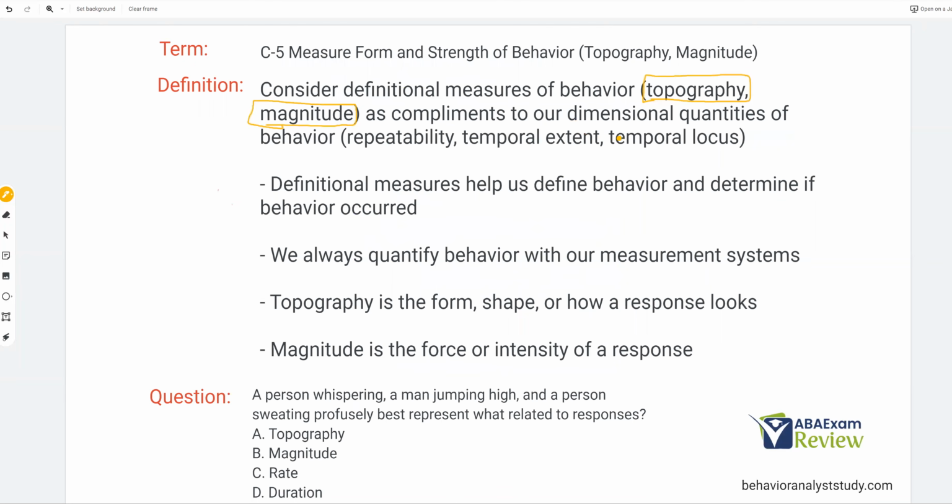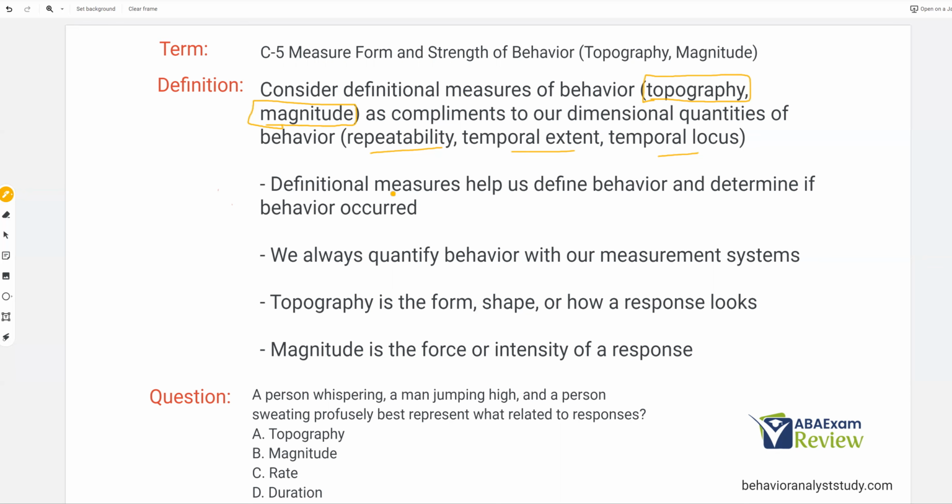Well, when we use dimensional quantities of behavior, these quantitative measurements of repeatability, extent, and locus, it tells us some great quantitative information of how long something is occurring or how many times something is occurring. But if I just say aggression occurred 6 times, now, to you, what does aggression mean? Because it probably means something different to me, something different to my other technician, something different to my other analyst, something different to my mom, something different to my aunt. And this is where topography and magnitude come into play.